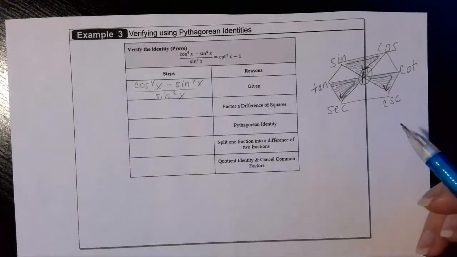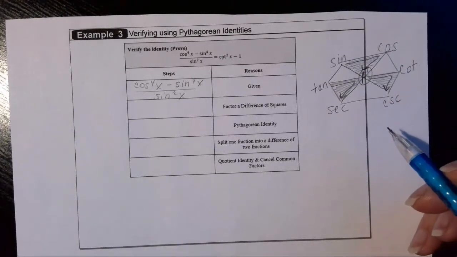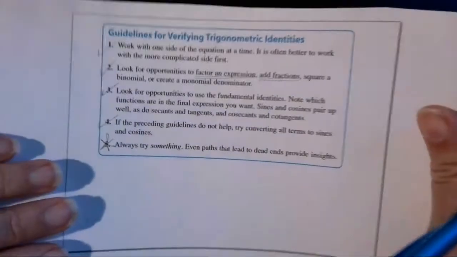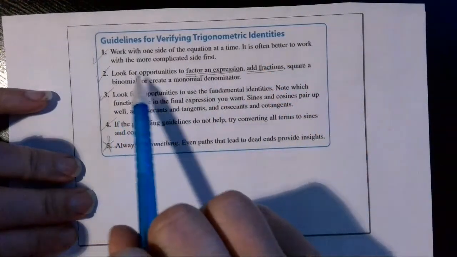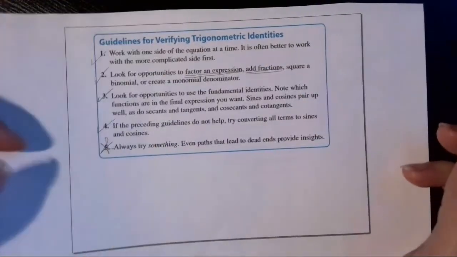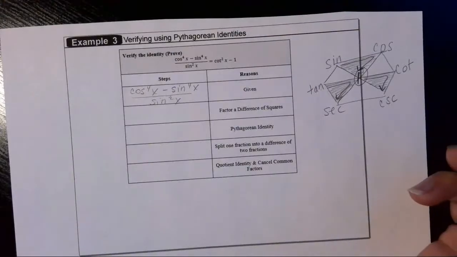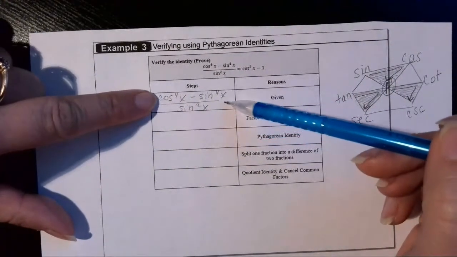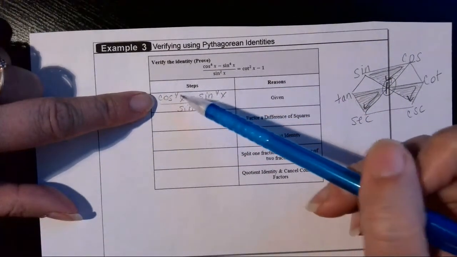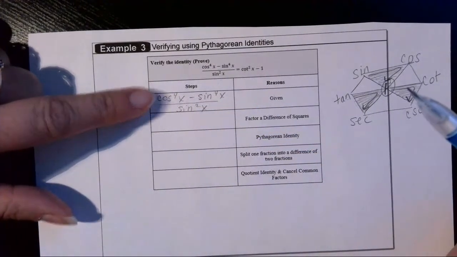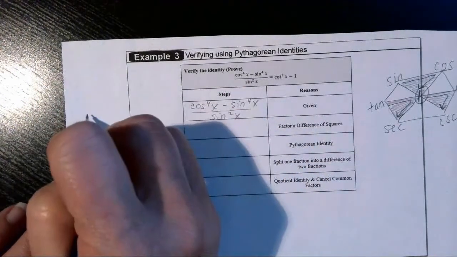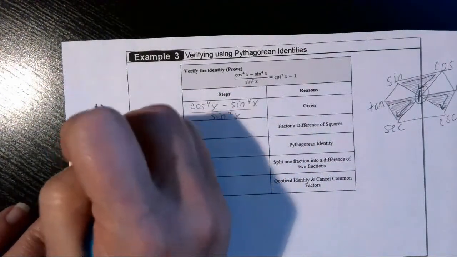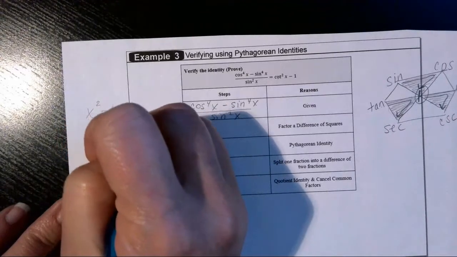Okay, so looking at this list of guidelines again. It says work with one side at a time. We did that. Next, step 2, look for opportunities to factor an expression or add fractions. So when we look at this numerator here, we have a cosine to the fourth minus a sine to the fourth, and that's a difference of squares. So if you recall from algebra, a real basic difference of squares might be something like x squared minus 4, right?